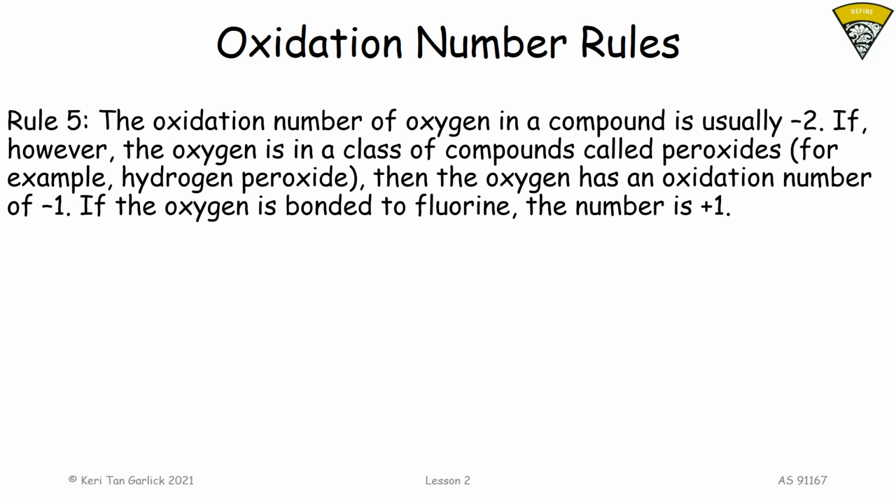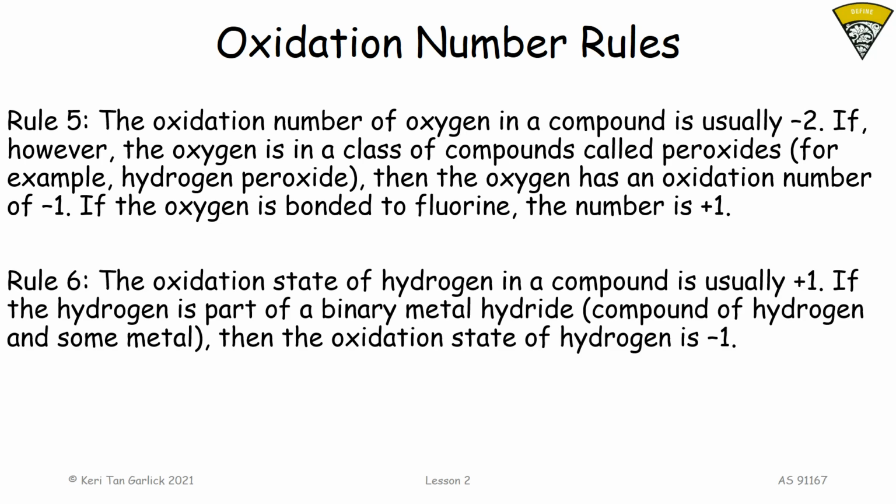Another exception is if my oxygen is bonded to fluorine, and in this case, the oxidation number is instead +1. Really important that you remember these exceptions, but generally when you're dealing with oxygen, you're going to be dealing with -2, and I should say if it's in a compound. So keep in mind all these little asterisks, and like I said, I'll show you how to apply the rules in a moment.